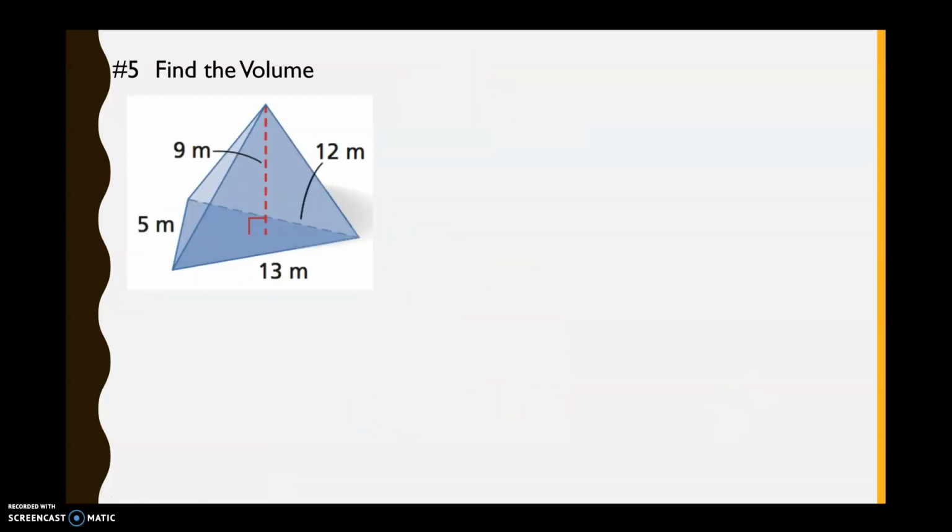Number 5. 1/3 big B H. Got to figure out what my big B is here, and my H is just how tall my pyramid is, and that's going to be 9. So this is actually a triangular pyramid because my base here is a triangle. This guy right here is my base.